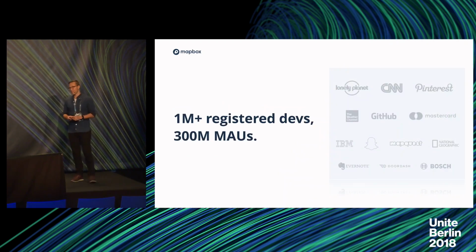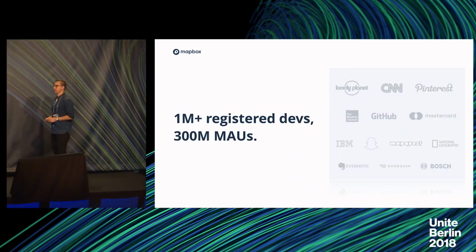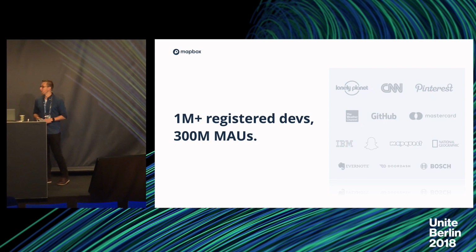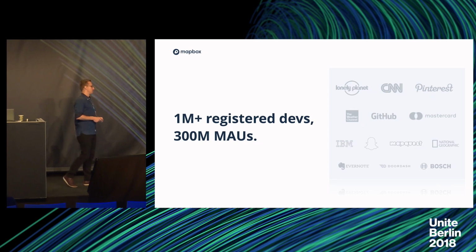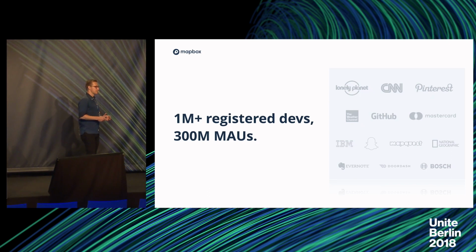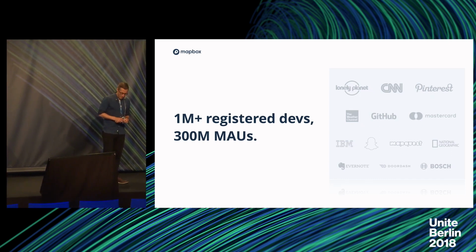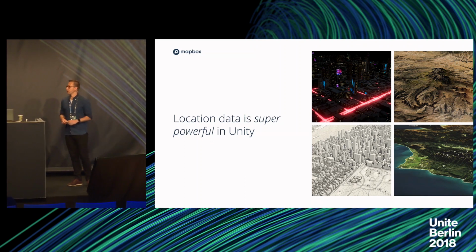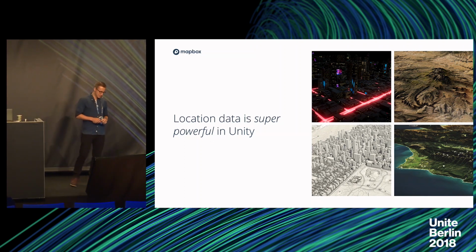And the need is real and it's growing. We've got over 1 million registered developers using us and over 300 million monthly active users through our partner apps. So we help power things like the Snap Map, Lonely Planet, the Weather Channel. And in part, you're seeing this growth because mapping and location data isn't just your traditional navigation experience. Location data is increasingly powerful in a lot of different contexts. And that includes Unity. It's really exciting and interesting to see what happens when you take those three types of location APIs and data and you bring it into Unity.